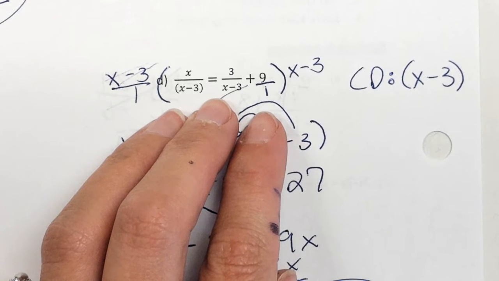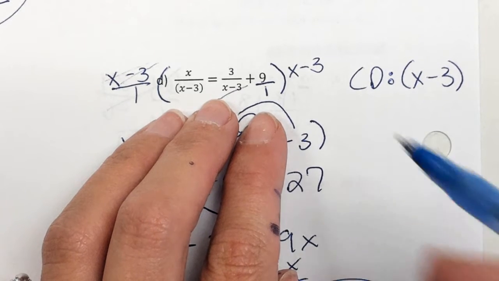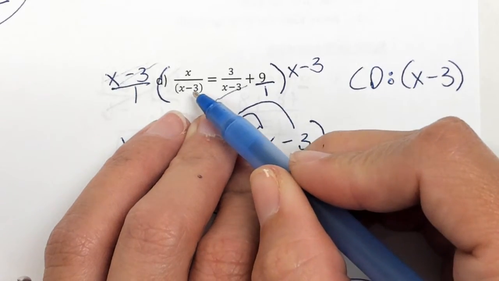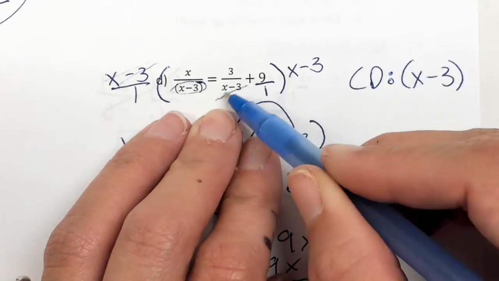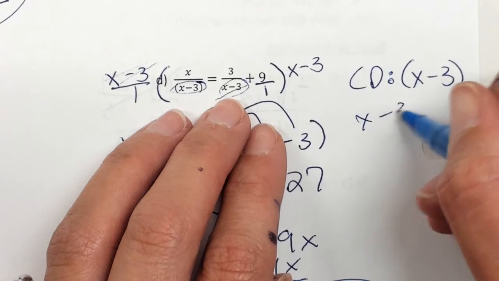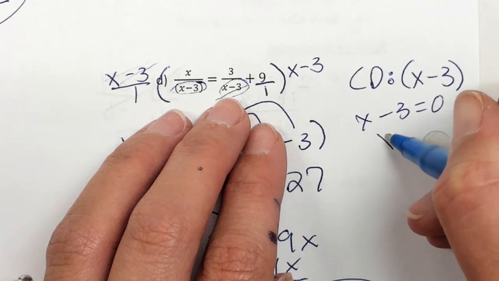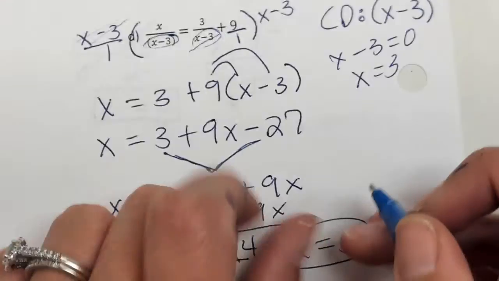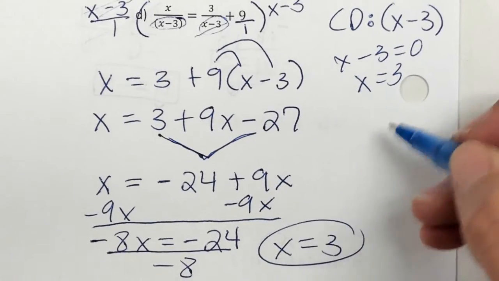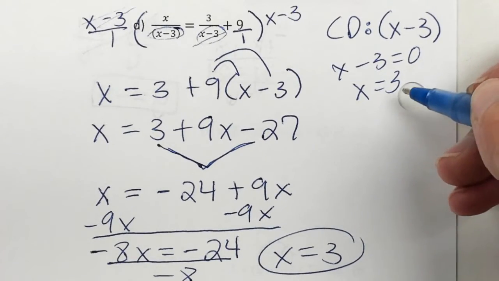What now? If you plug in 3, you would get 0 on the bottom, right? So anytime you have a denominator, just set it equal to 0. So x minus 3 equals 0. Solve for x. And if you get an answer of 3, hey, it's no solution, because we found out at the beginning x could not be 3.